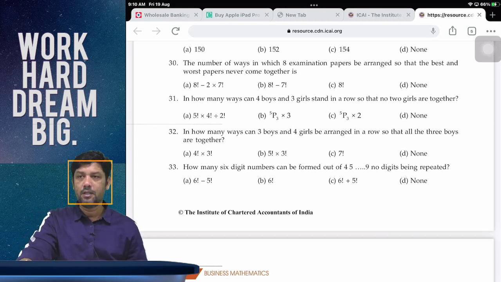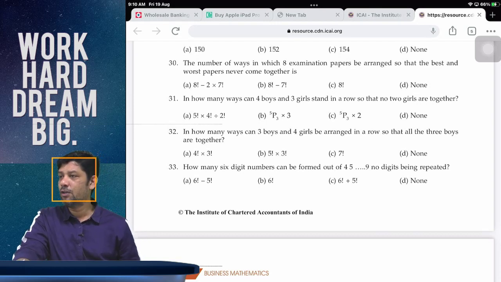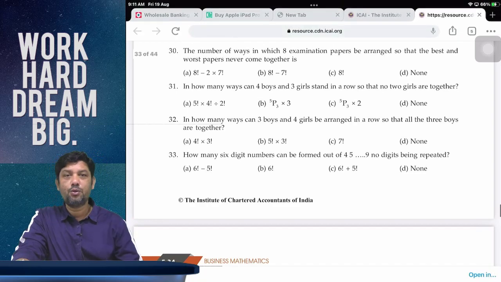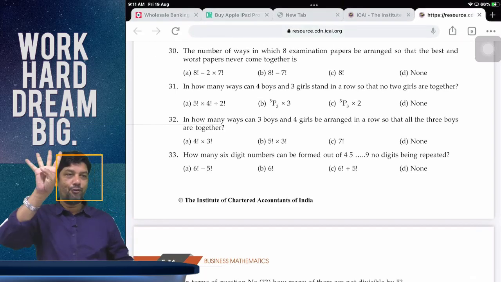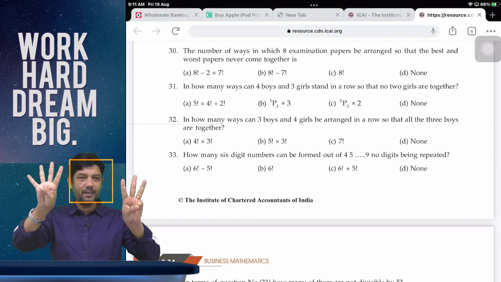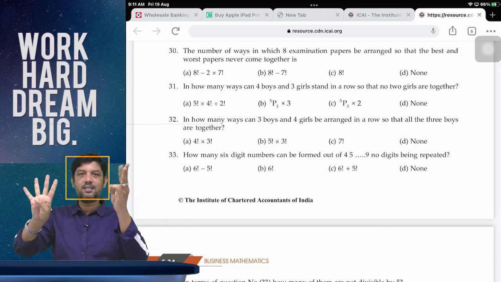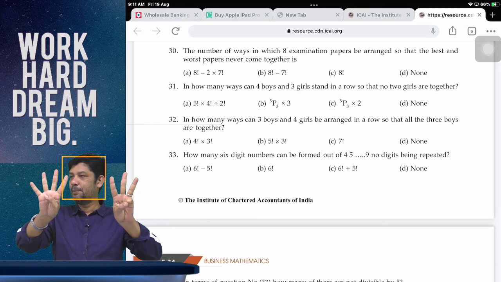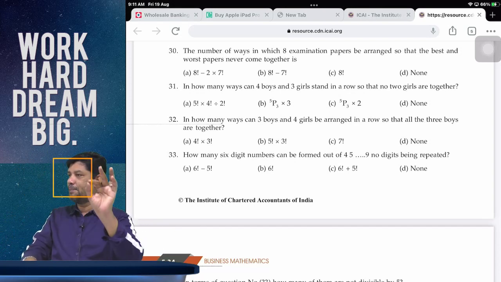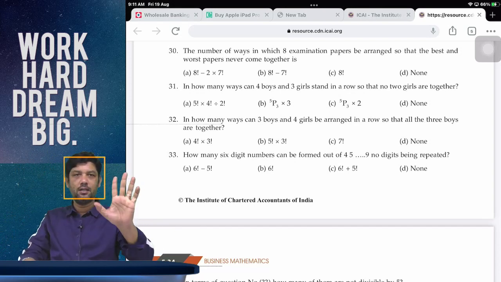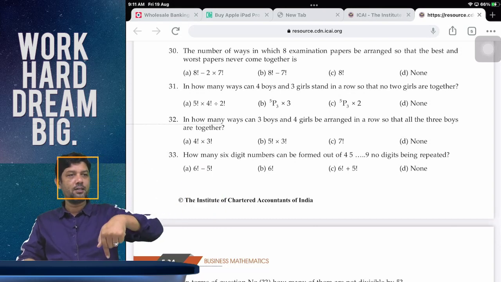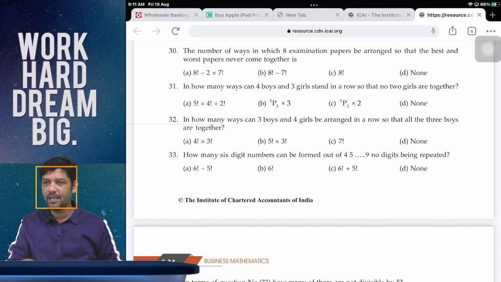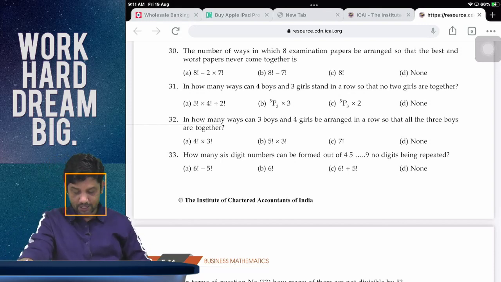Okay. Is that clear, all of you? Guys, you got the answer or not? 4 factorial into 5p3. 4 boys, 3 girls, 3 girls never want to sit together. 4 factorial is 24, 5p3 is 60. 24 into 60. Keep it aside, go to the options and check which option is matching with the answer. That is your answer. Okay, that's it. Next.